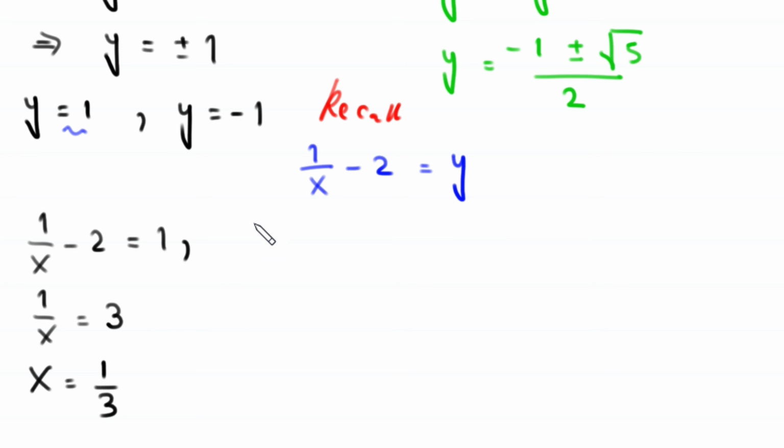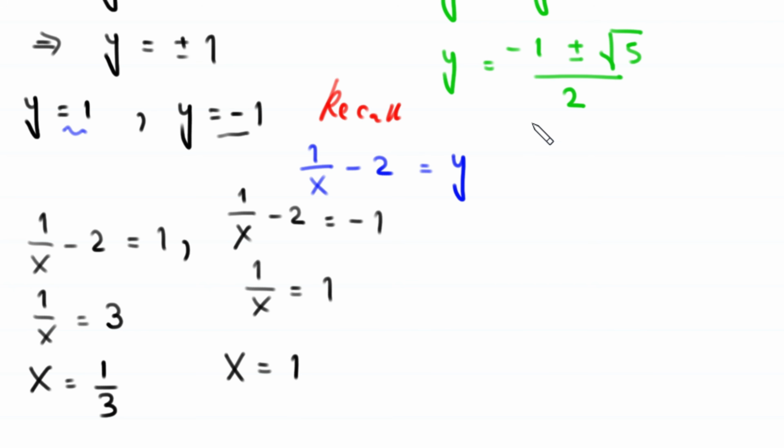And when y is negative 1, then 1 over x minus 2 will be equal to negative 1. This implies that 1 over x equal to 1. Taking reciprocal of both sides, this implies that x is equal to 1.